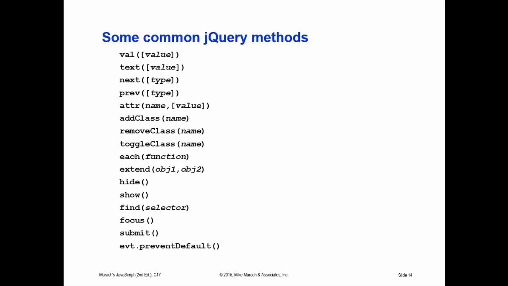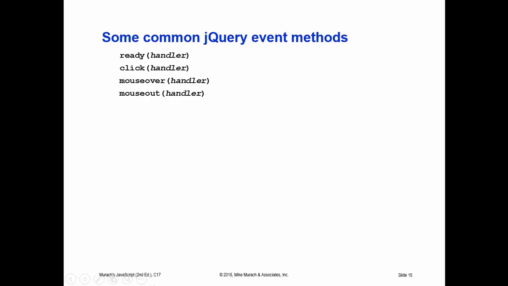Hide hides elements, and show shows elements. Find gets the specified descendants of the selected elements. Focus moves the focus to the selected form, control, or link. Submit submits a selected form. And evt.preventDefault prevents the default action of an event, which is what the evt stands for. So those are some common jQuery methods.